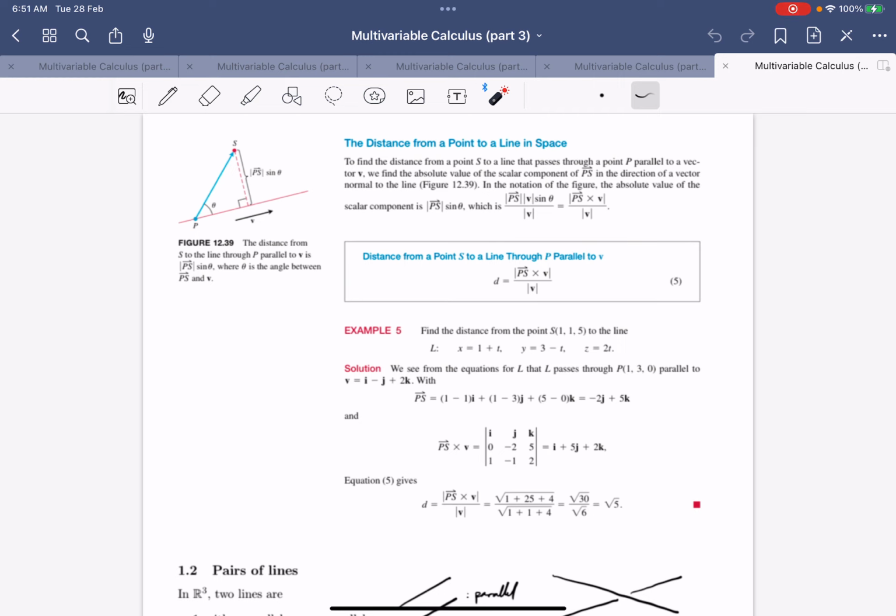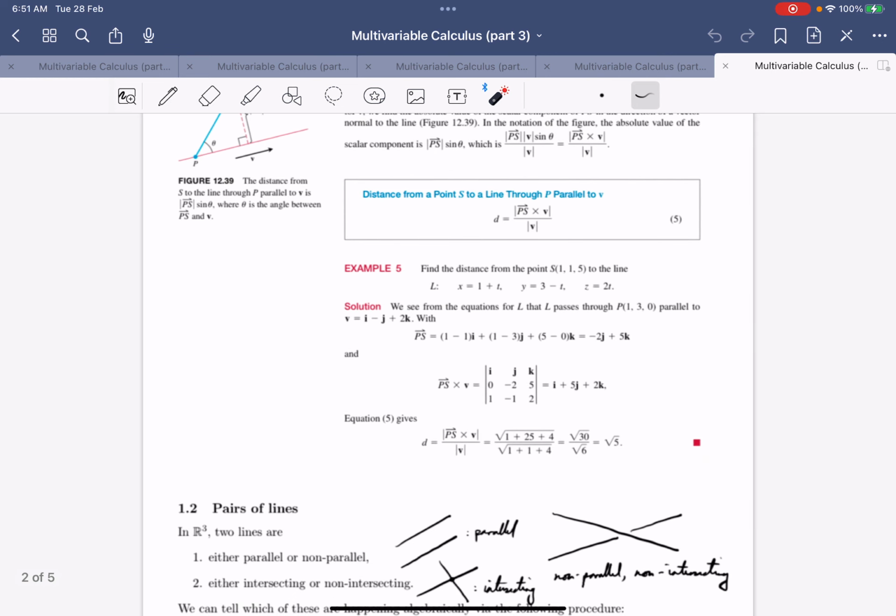And so we can take a look at this example. So we know a known point is (1, 3, 0), and so PS is just (1, 1, 5) minus (1, 3, 0), which is (0, -2, 5). And then we just cross it with V to get (1, 5, 2), and then we just find this length divided by the length of V, which is square root 5.